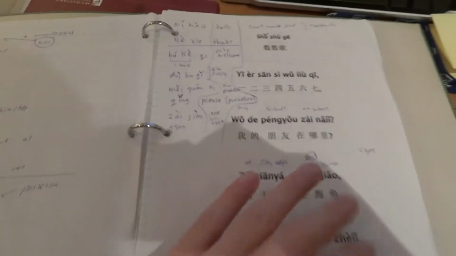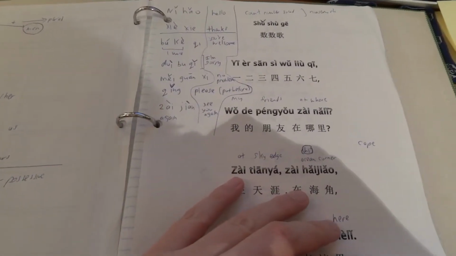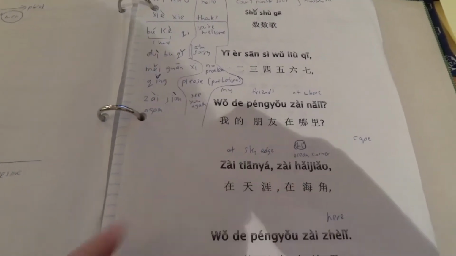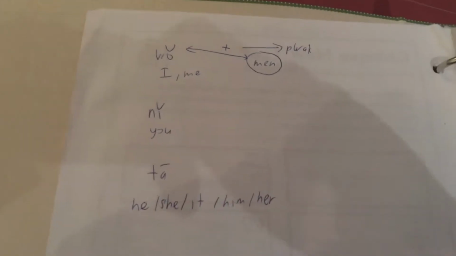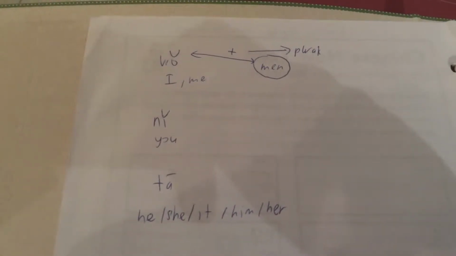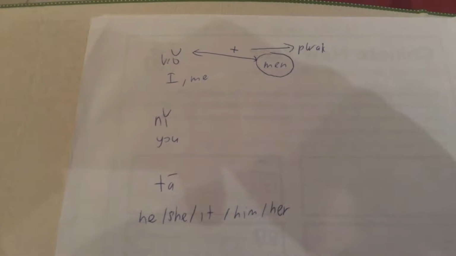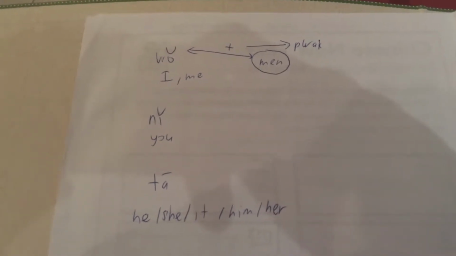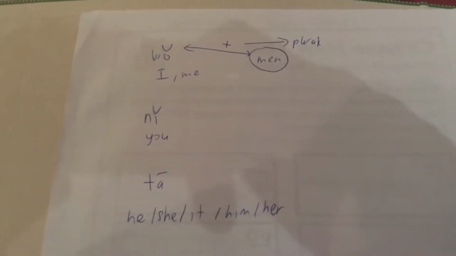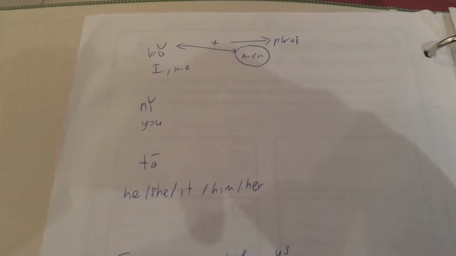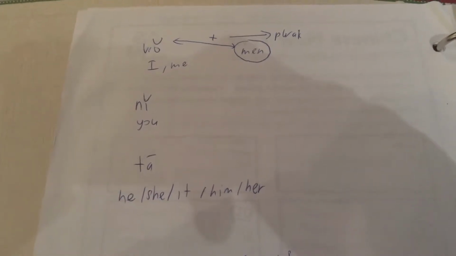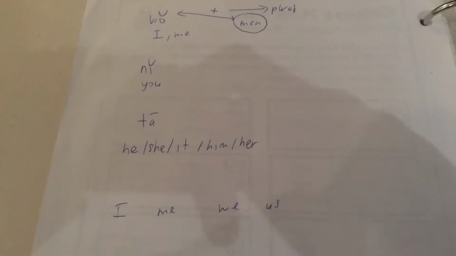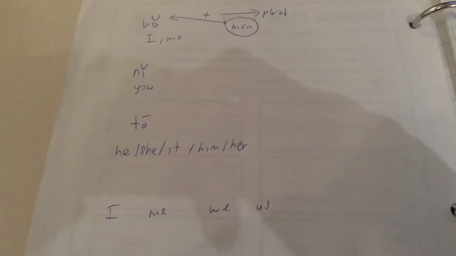I'm going to cover the numbers from 20 to a million after this, but I'm going to do a few other things first. To say I or me, the word is 我. So you can say I am very good, 我很好. To say you, it's ni, so 你好. For he, she, it, him or her, it's 他.